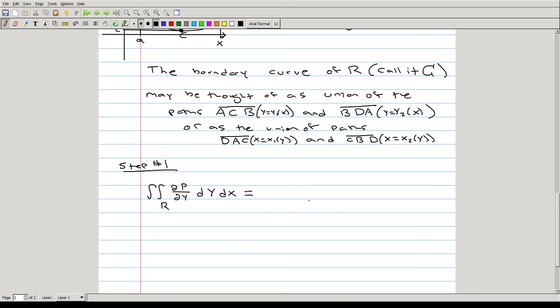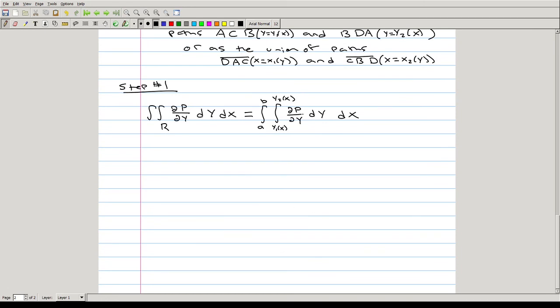Well, from our rules on double integration, this is the same thing as the integral from a to b of the integral from y1 of x to y2 of x of dp dy, dy dx. And we know that p is a function of x and y. This is the partial thing: take the antiderivative of the partial derivative of p with respect to y and evaluate it from y1 to y2.